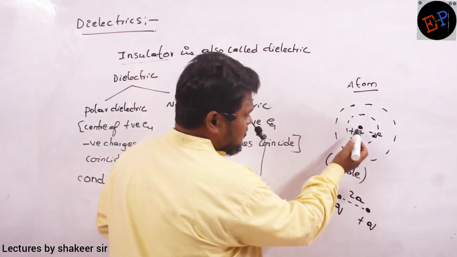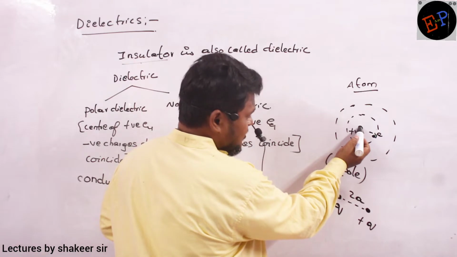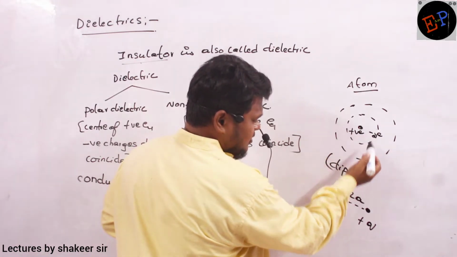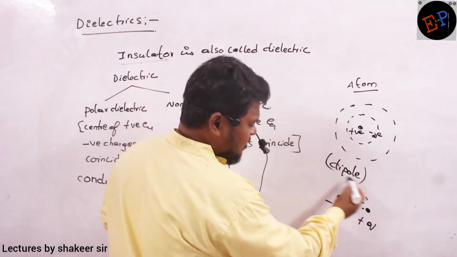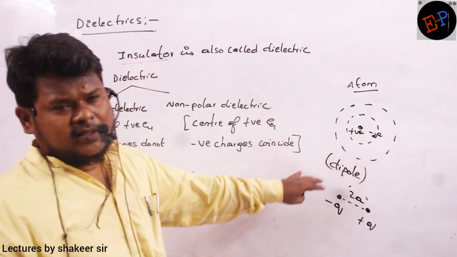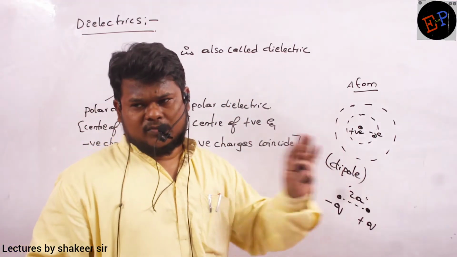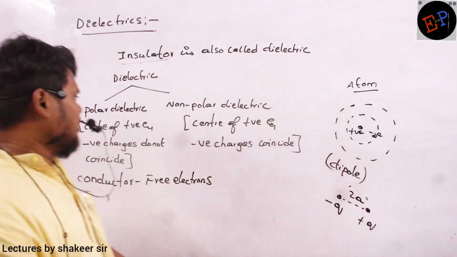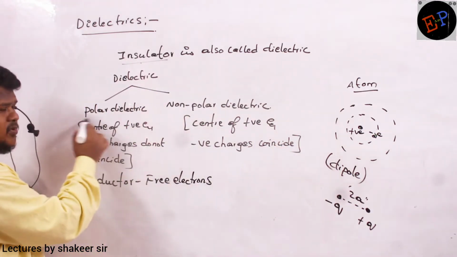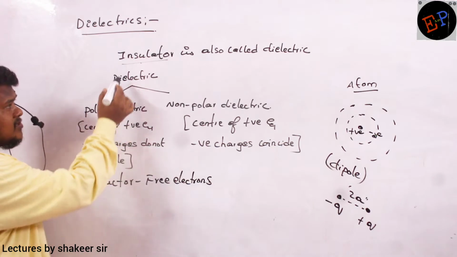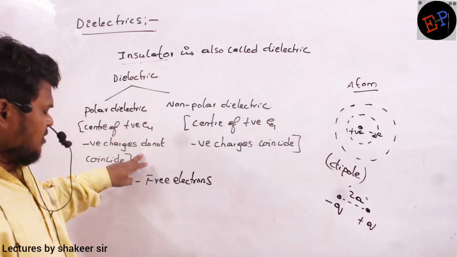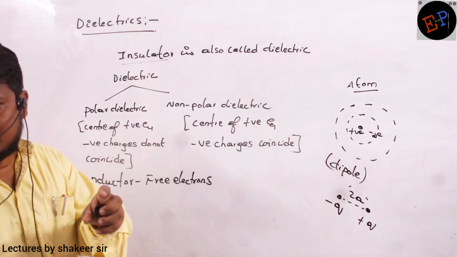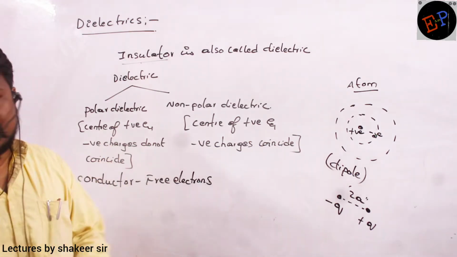So therefore this is the positive charge center and this is the negative charge center, and they are separated by 2a distance. Okay, so this behaves like what? This behaves like a natural polar dipole. Are you able to understand? And if it is an insulator, it is called as polar dielectric, because dielectric is nothing but insulator. So this is a polar dielectric, where positive charge and negative charge, they are not present at the same position, but they are separated by some distance.